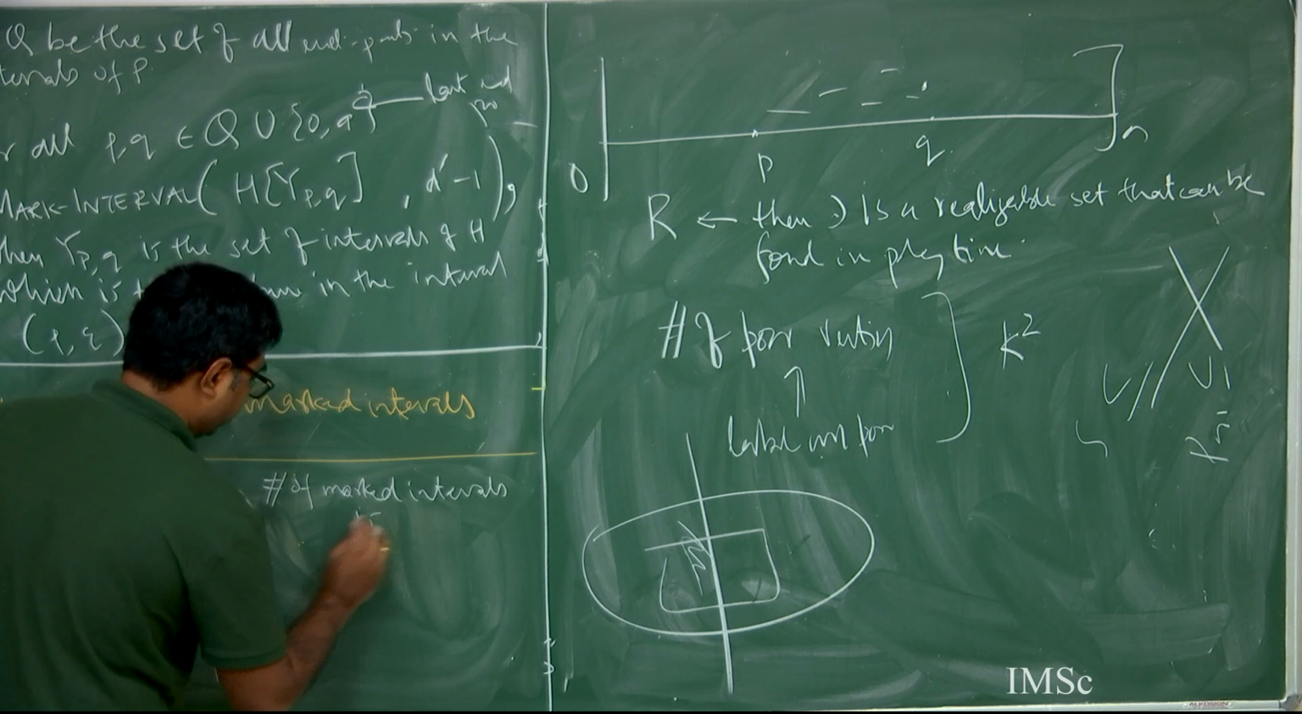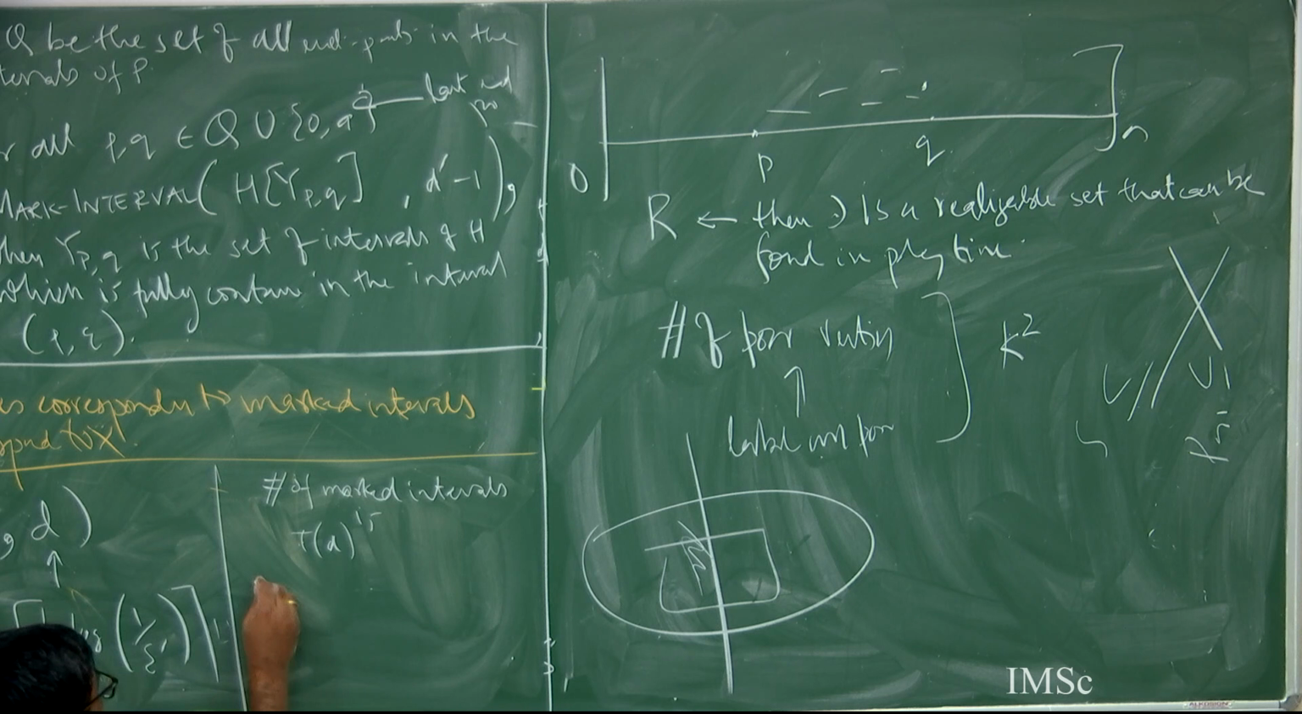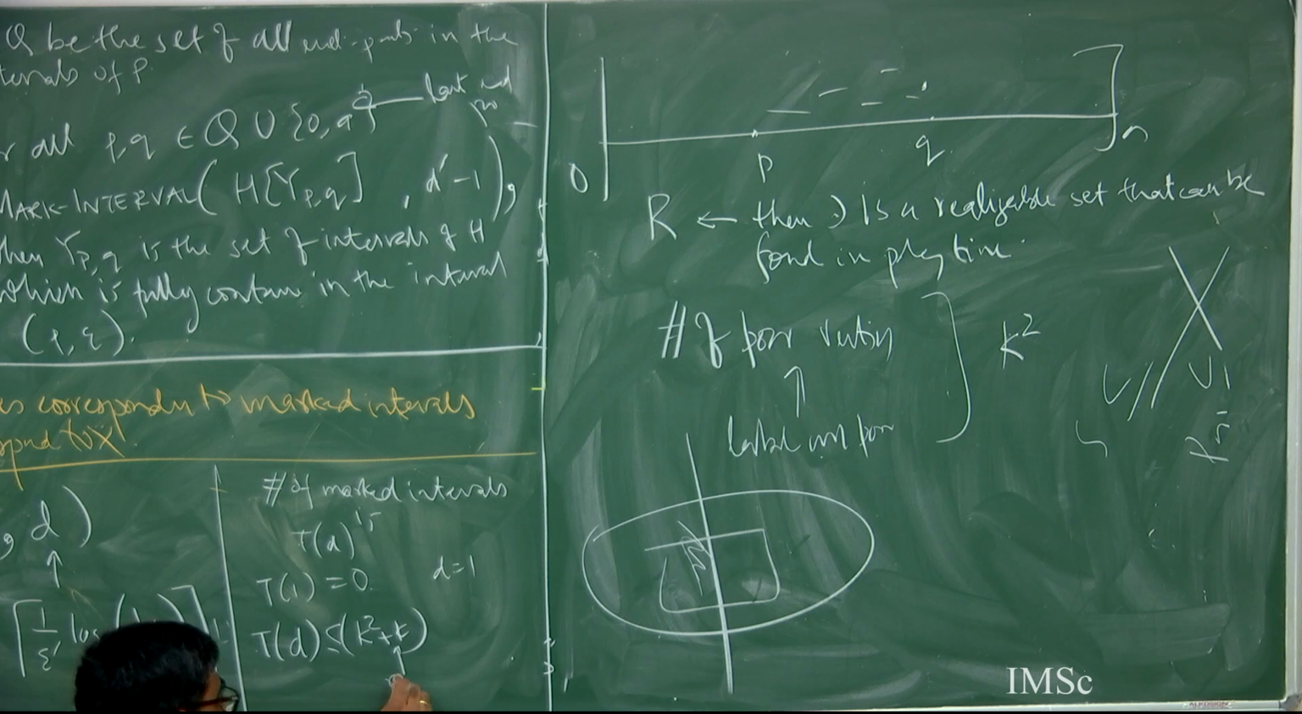Suppose the number of marked intervals is given by the recurrence T of d. What is T of 1? How many intervals do I mark when d is 1? T of 1 is 0. That's great, because you need a base case. Now I'm trying to be formal. Otherwise, for d greater than or equal to 1, T of d is less than or equal to, first of all, I may be marking k square plus k vertices because of realizability plus because of poorness.